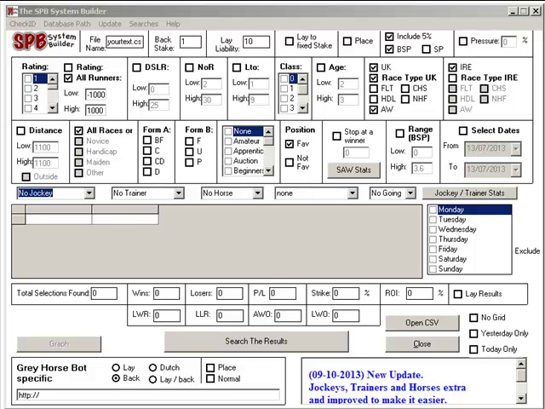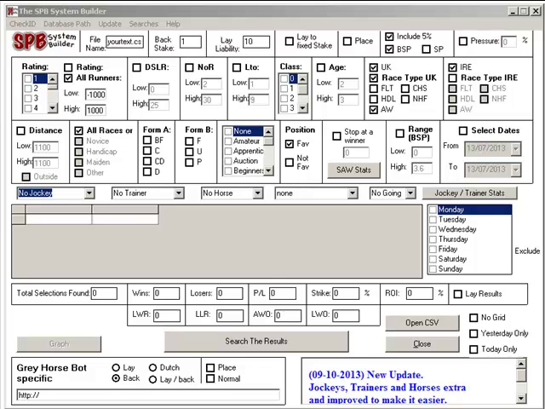Whenever somebody says to me, where should I start when creating a system, I always try to tell people to be more specific. Although there's loads of ways you can do that, by concentrating on certain types of races like hurdles or flats or chase, novice, handicap, maidens, or even amateur races or apprentices, what I tend to suggest is having a look at AW.